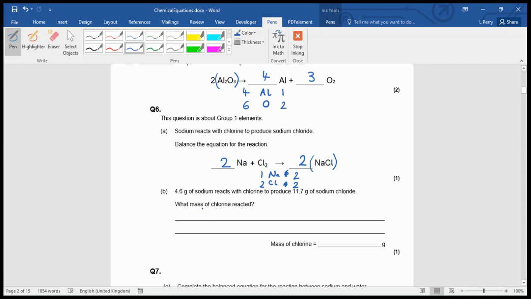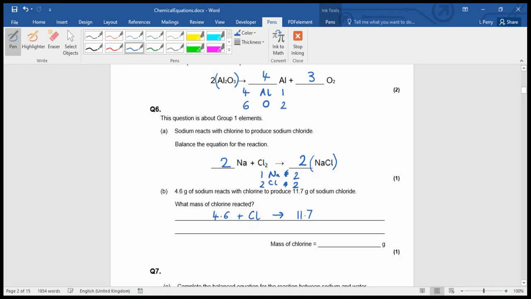Then we've got another mass question. So 4.6 grams of sodium reacts with chlorine to produce 11.7 grams of sodium chloride. What mass of chlorine reacted? So I've got 4.6 grams of sodium plus my unknown mass of chlorine makes 11.7 grams of sodium chloride. I'm following the same pattern as the equation above.